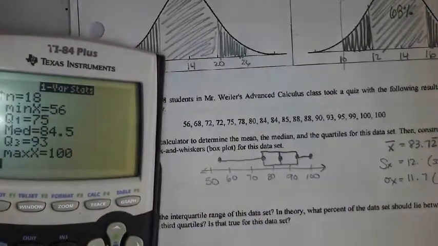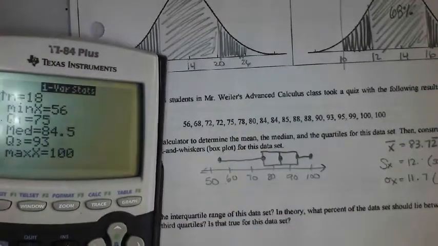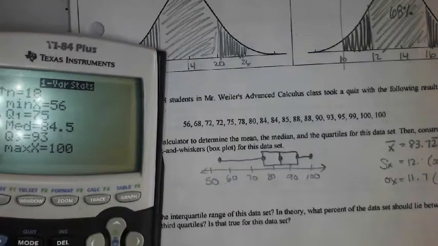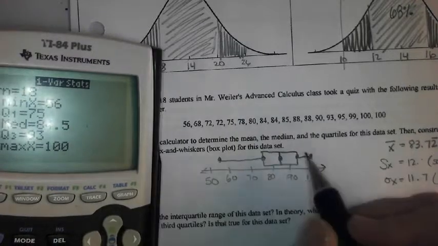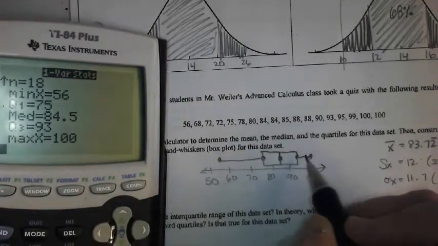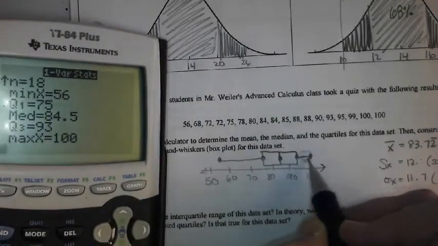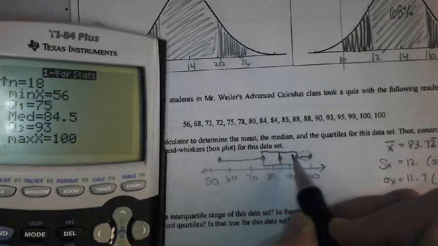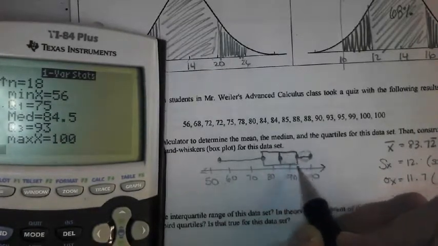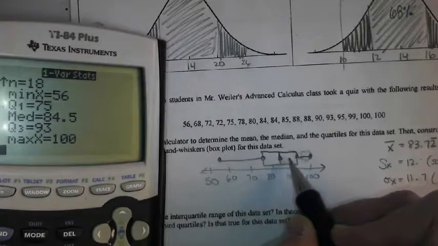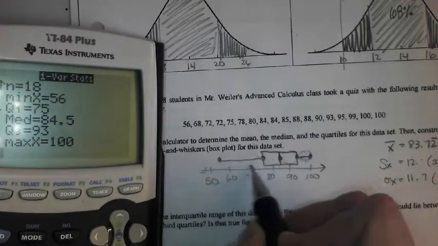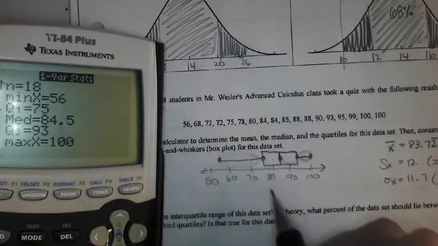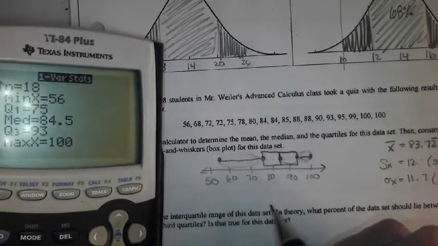And those 5 numbers create 4 intervals. Yes, 4 different intervals. We've got the top 25%, which is up here, scoring between 93 and 100. The upper middle 25%, scoring between an 84.5 and a 93. The lower middle 25%, and then the lowest 25% scored down here. Okay?